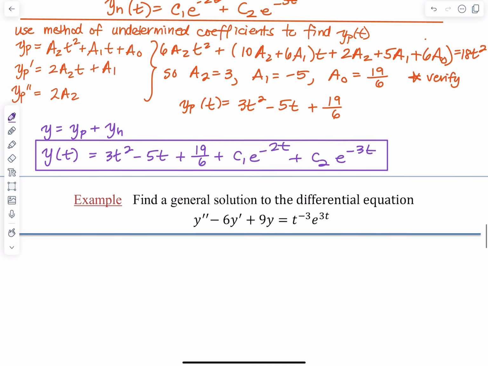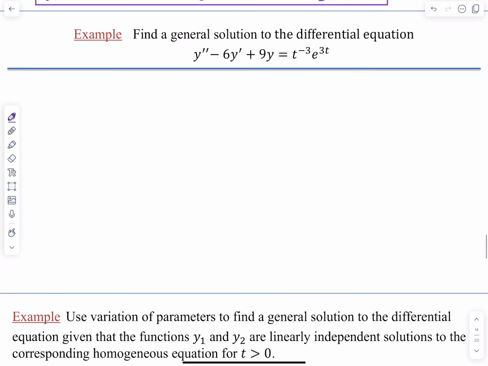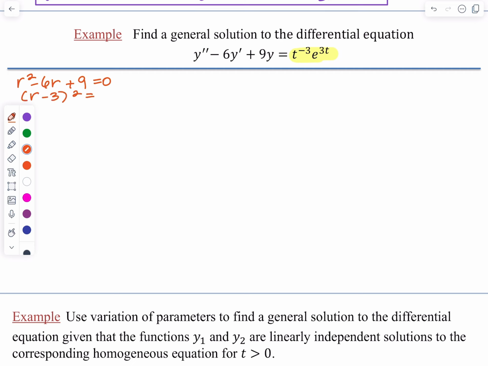Okay, let's take a look at our next problem. Find a general solution to this differential equation. As you can see, we have t to the negative 3 multiplied by e to the 3t. So this is our f of t. We can see that our auxiliary equation, we will have a double root. Let's take a look at that. So we have r squared minus 6r plus 9 is equal to 0. So we have r minus 3 squared. So we have r is equal to 3, and we do have a double root.